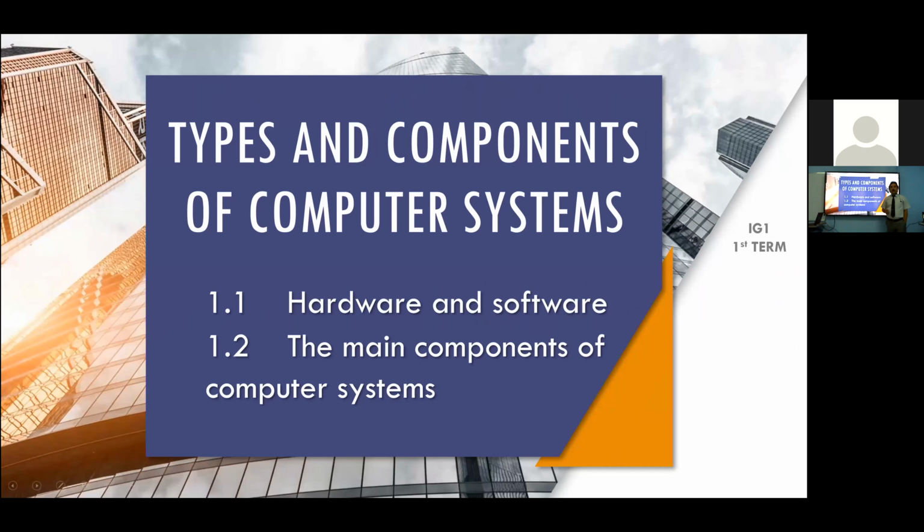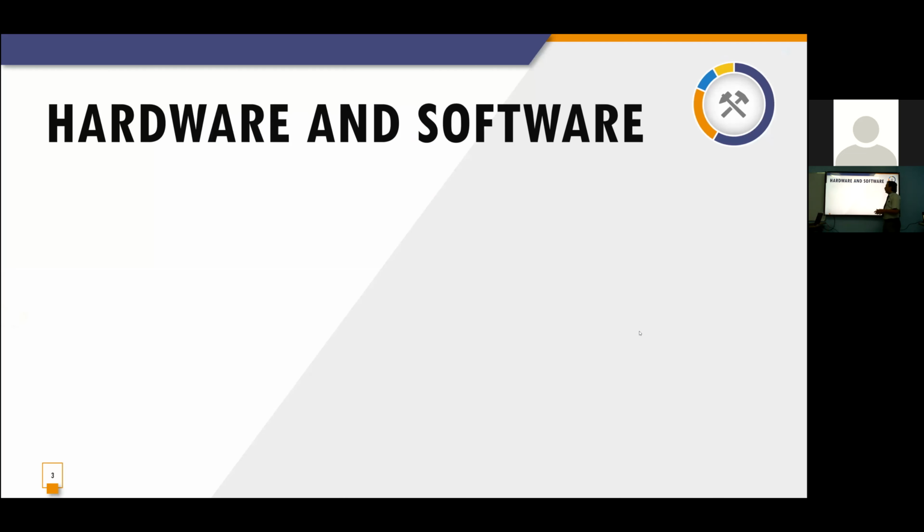And now, in the first week and second week, we mentioned the types and components of computer systems. Do you remember that the subtitles are hardware and software, the main components of computer systems? These are the very important and main skeleton of our ICT. Now let's start with what hardware and software mean, with examples here.